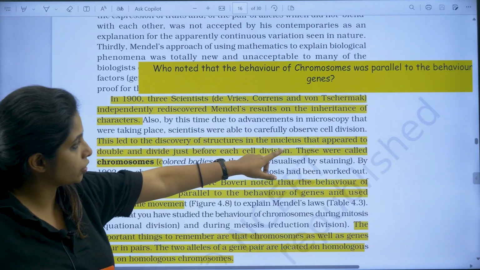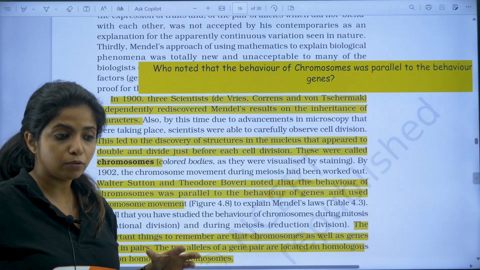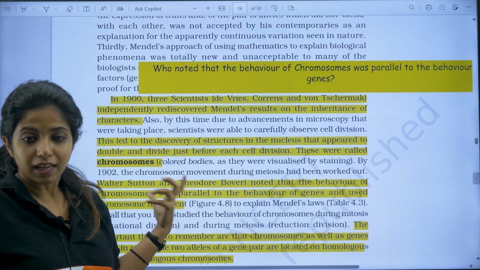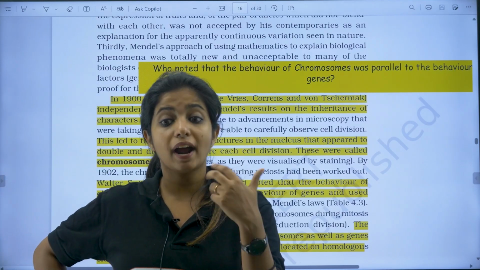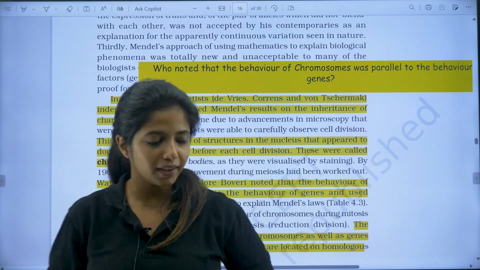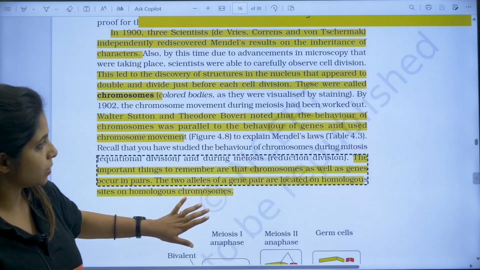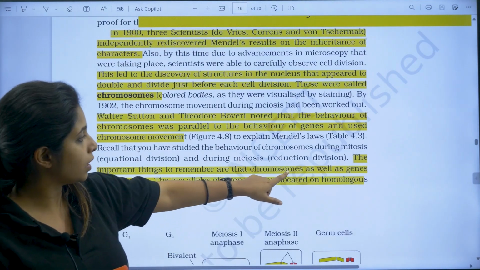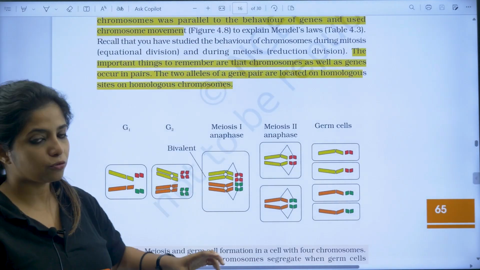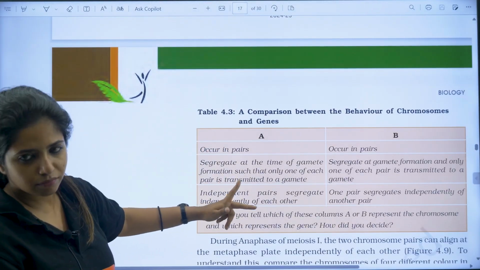This led to the discovery of structures in the nucleus that appear to double and divide just before each cell division. These were known as chromosomes. Now there were other people who said that the factors he was talking about had something to do with the chromosomes. Later Sutton and Boveri said that it is actually there. Probably these gene factors are on the chromosomes. So whenever I say a gene is going, that means a chromosome is going. Sutton and Boveri noted that the behavior of chromosomes was parallel to the behavior of genes and used chromosome movements. The important things to remember are that chromosomes as well as genes occur in pairs. The 2 alleles of a gene pair are located on homologous sites of homologous chromosomes. That is, on a pair of chromosomes, you will be finding the genes. As simple as that.